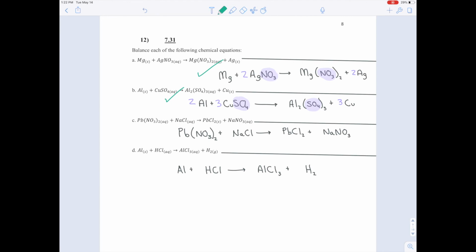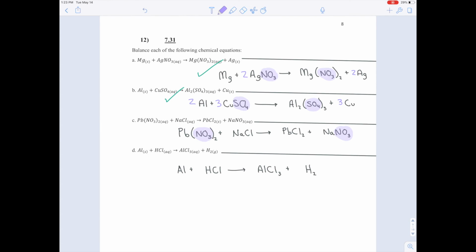All right, we go down to C, and we see yet again in this first one, we have 1, 2, 3 capital letters. That's a sign that we probably have a polyatomic ion. Look at everything starting with the second capital letter on. So that would be the polyatomic ion. Does it reappear on the right side? It does. So we can treat that as just one thing.